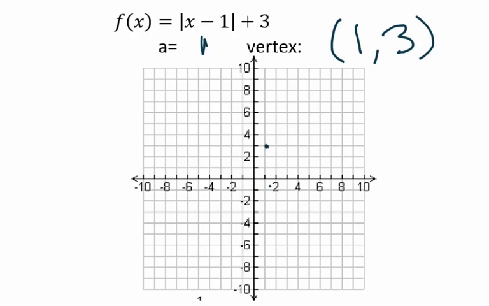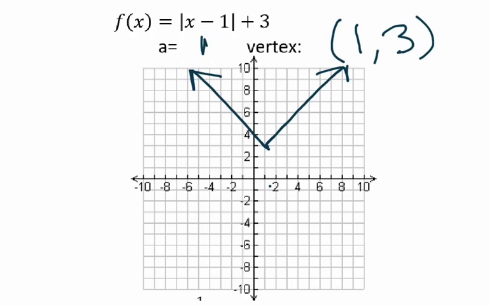And then again, since my a tells me my slope, essentially, of this side, I'm going to go with a 1 slope all the way to the right, and on the left, it ends up being a negative 1 slope all the way to the left. And you can always spot check, just plug in some points and make sure that when you plug them into the equation, you get the same thing.